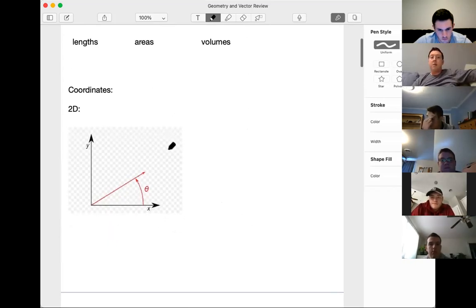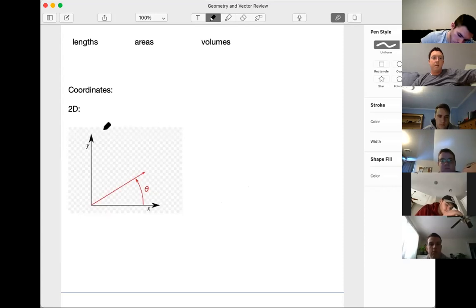So let's talk about different coordinates. How do you draw coordinates on these? I guess I skipped the 1D case. Hopefully that's pretty easy. Okay, 2D coordinates. So we know about X and Y. That's easy. We also have polar coordinates.